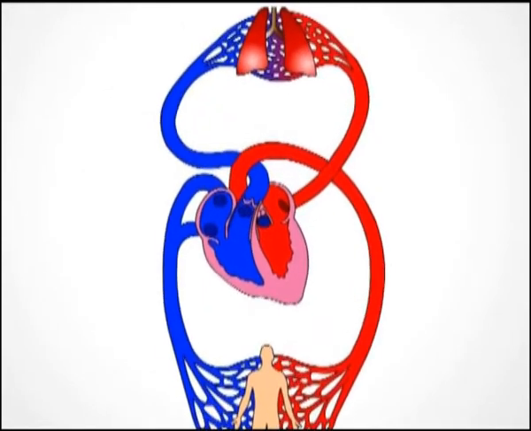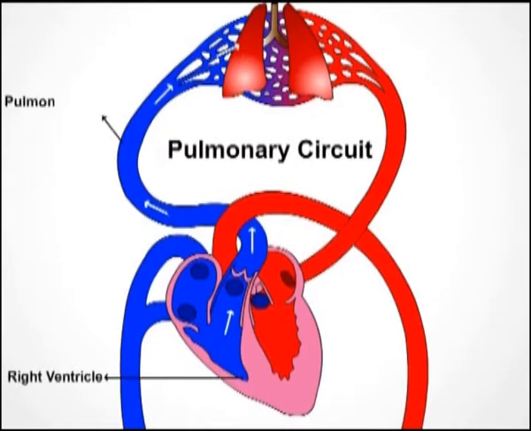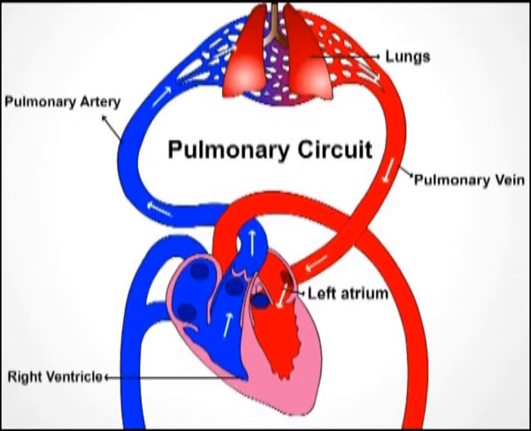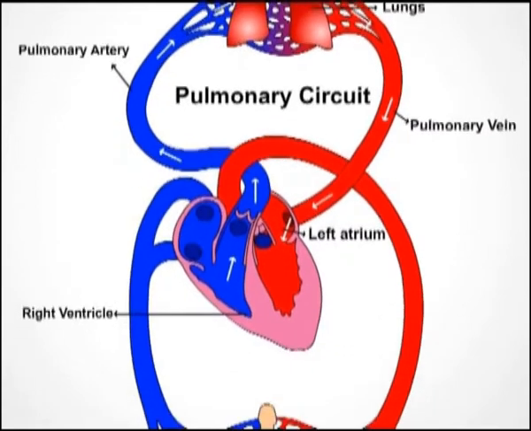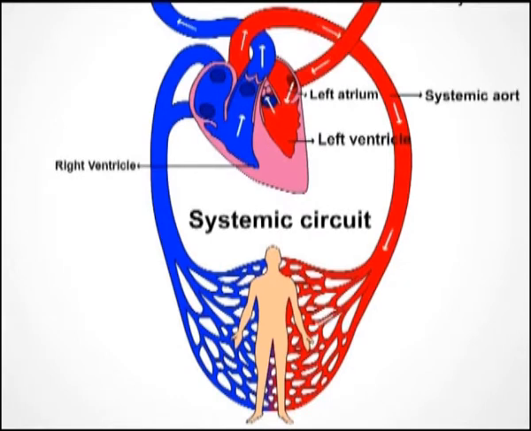In pulmonary circulation, the deoxygenated blood reaches the lungs from the right ventricle through the pulmonary artery. Here, the blood gets purified and oxygenated, and then the oxygenated blood from the lungs is sent to the left auricle through the pulmonary vein. The oxygenated blood from the left auricle is pumped into the left ventricle during auricular systole.